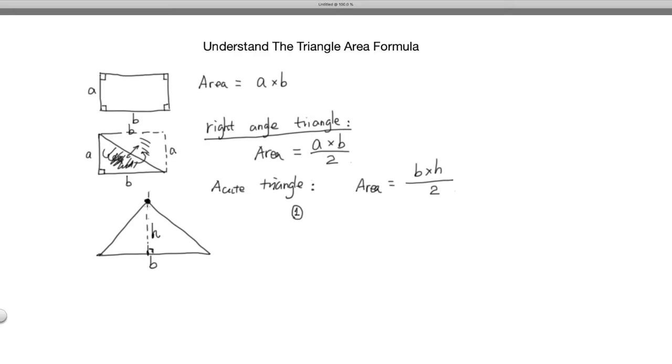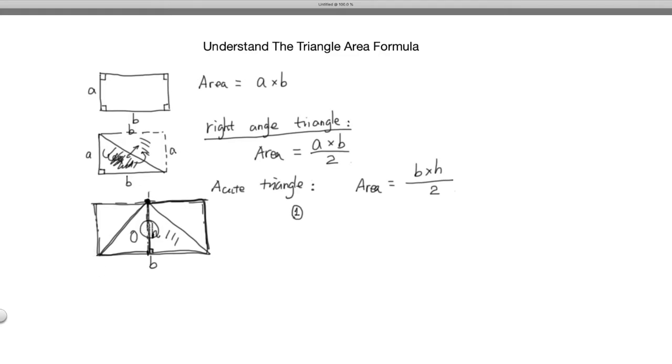So we use the fact that for this right angle triangle, this is half of this rectangle. And this is half of this rectangle. So this whole triangle is going to be half of this big rectangle.